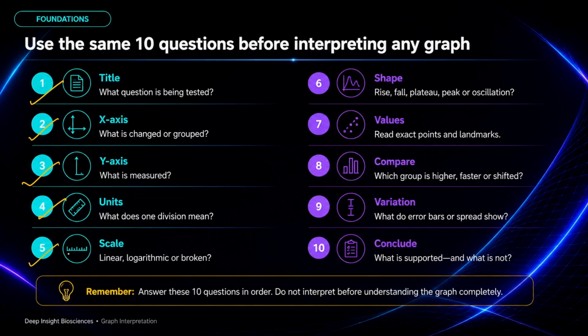Fifth, what type of scale is being used? Sixth, what is the overall shape of the graph? Seventh, what are the important values? Eighth, how do the groups or trends compare? Ninth, what do the error bars or variation indicate? Finally, what can you conclude? And just as importantly, what cannot be concluded from the graph? Make these 10 questions your habit. Every graph will become much easier to understand.